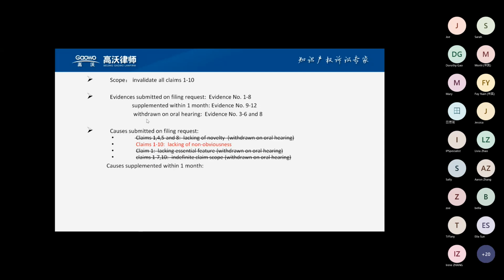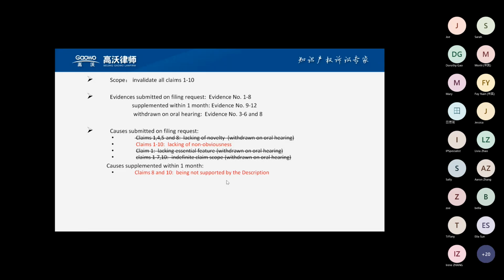For claims 1, 7, 8, and 8, I filed the reason that the claim scope is not clear, that it has a clarity problem. This reason was also withdrawn at the oral hearing. Within the 1 month period, I supplemented some causes, that is, claims 8 and 10 not supported by the description.